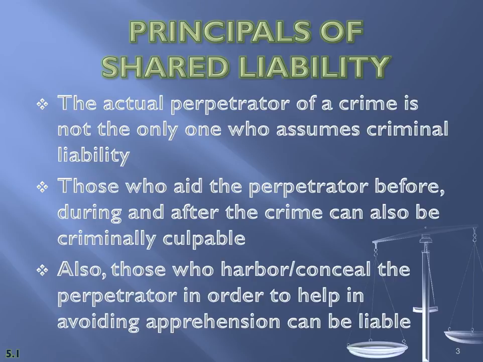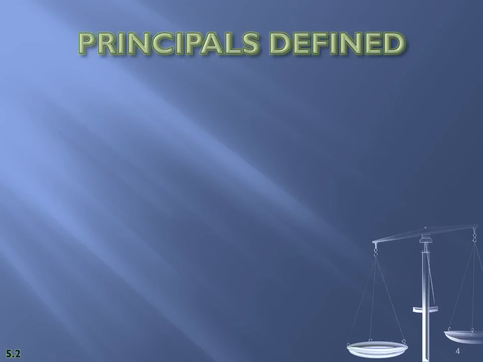So remember here, the actual perpetrator or suspect of a crime is not the only one who assumes criminal liability, which means punishment. And those who aid that suspect before, during, and after a crime can also be held liable, criminally culpable, if you will. And also those who harbor or conceal or hide the suspect in order to help them avoid apprehension, they too can also be liable.